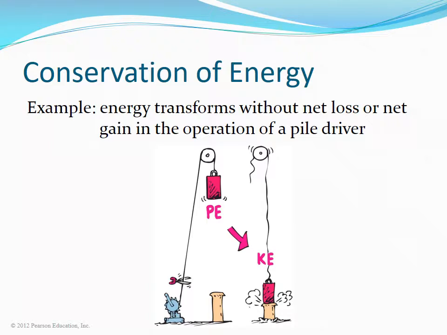Energy is transformed without net loss or net gain in the operation of a pile driver. When raised, the driver has potential energy. When released, that potential energy is converted to motion, or kinetic energy. The law of conservation of energy states that the total energy of an isolated system remains constant. It is said to be conserved over time. Energy can neither be created nor destroyed. Rather, it transforms from one form to another. For instance, chemical energy can be converted to kinetic energy in the explosion of a stick of dynamite.